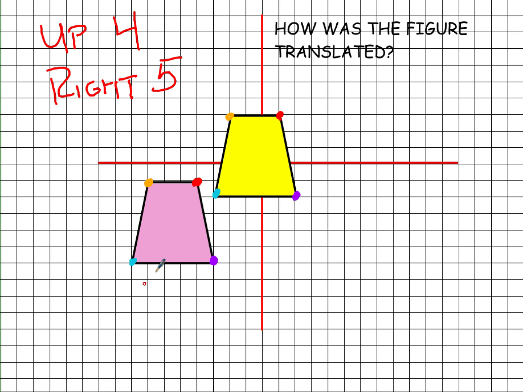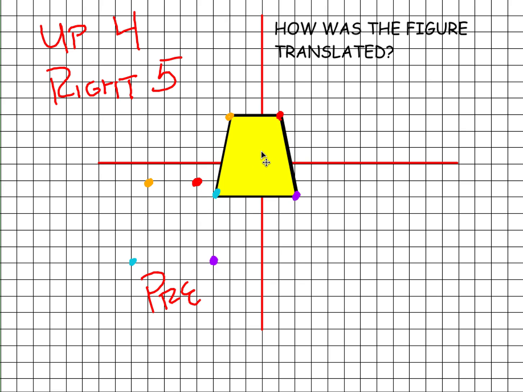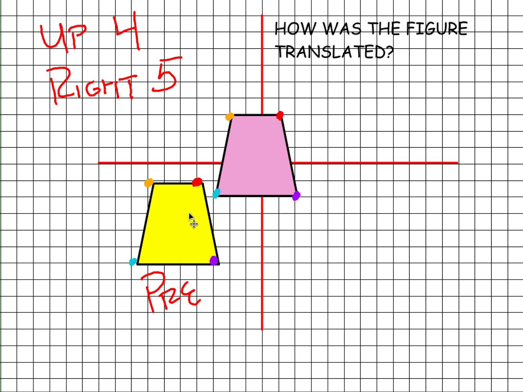And again, we should have specified earlier, and we will make sure to specify for you guys. This is my pre-image. Here was my image. So this is what I'm starting with, and the yellow was the result. And again, these figures should be the exact same. You see how I can hide it right behind it? Because they are identical figures. They are congruent to one another.